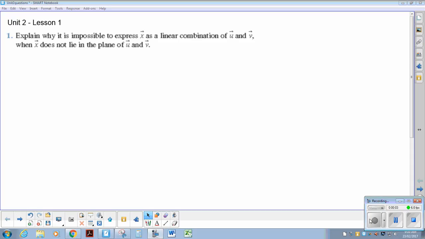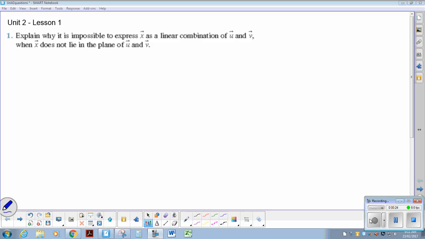All right, I'm looking at lesson 1, question number 1. I find in this particular unit, question number 1s in each of the homework are always the trickier ones. So anyway, in this case, explain why it's impossible to express x as a linear combination of u and v when x does not lie on the plane of u and v.